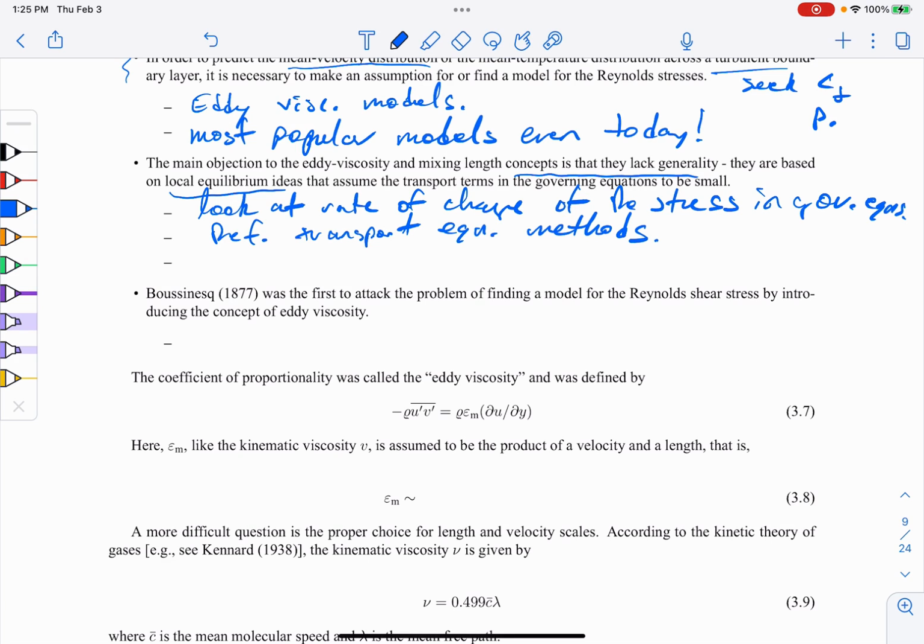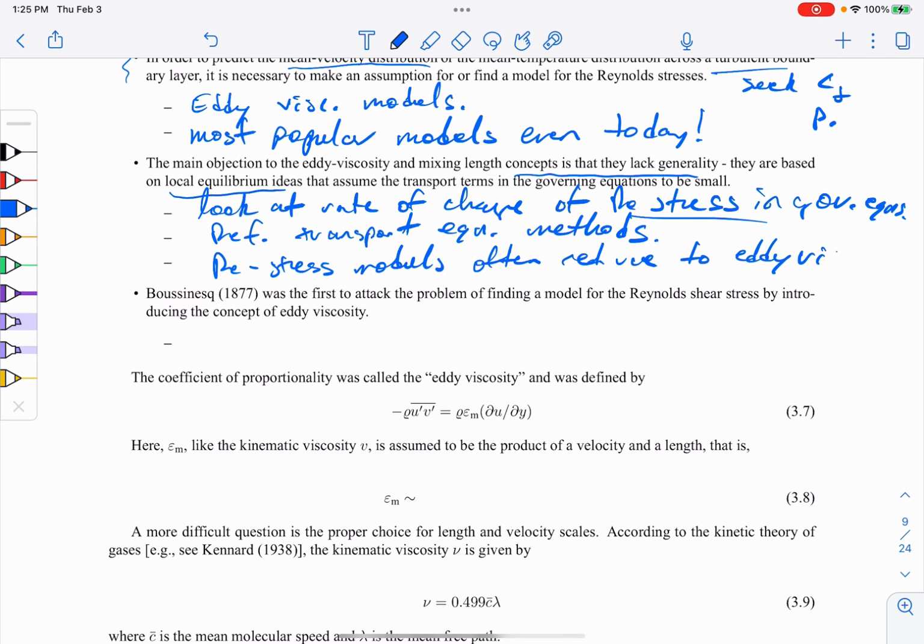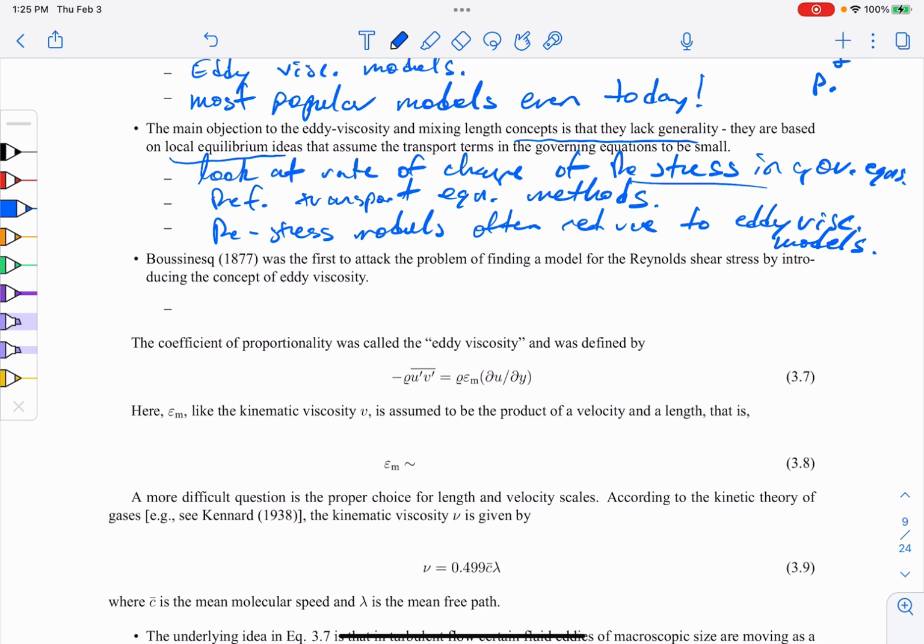Hear those words. And even if you look at Reynolds stress models, some of them, if they're in equilibrium, would reduce to eddy viscosity models. So who was the first to propose this idea that a turbulent flow is like just another medium of matter, in a sense, and that it would have a different viscosity? Well, that was none other than Boussinesq in 1877.